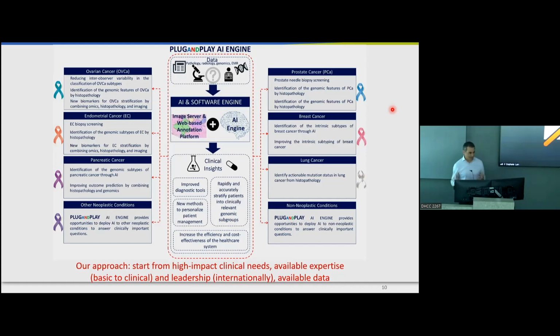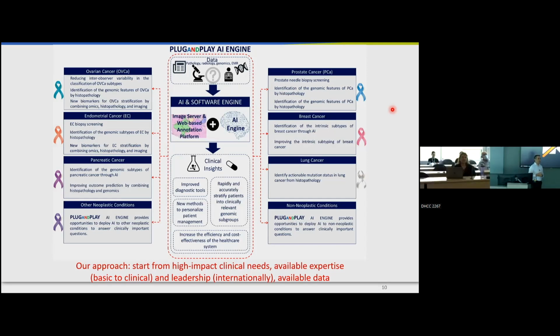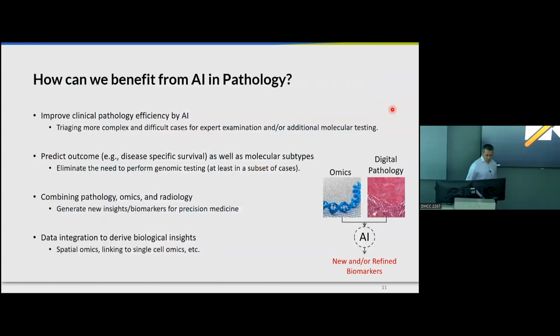It's not always plug and play. It's not that easy. But my idea was that rather than trying to scale by having 50 people work on different aspects, you can probably scale with software and have 20 people doing the work of 50. That was the idea. Today I'm going to mainly focus on the ovarian cancer and endometrial cancer studies that we're working on. So the question is, how can we benefit from AI in pathology? There are several ways. One is improving clinical pathology efficiency with AI.